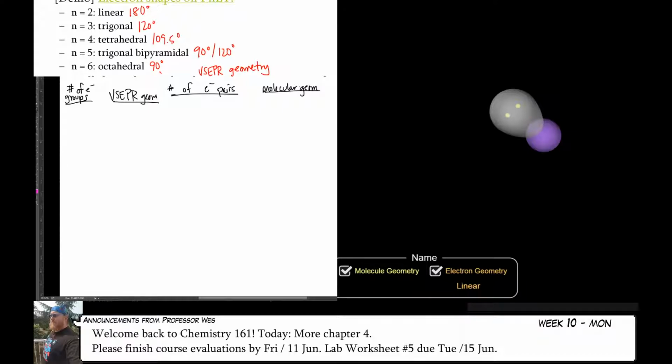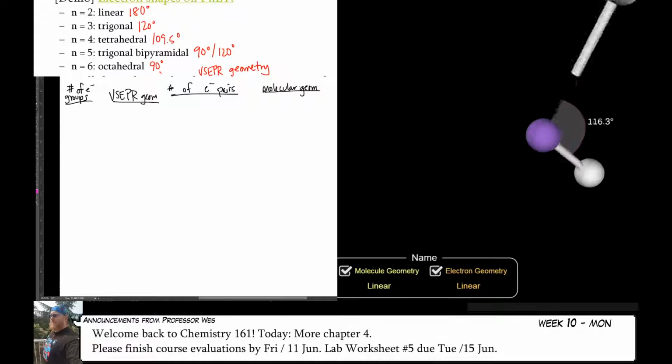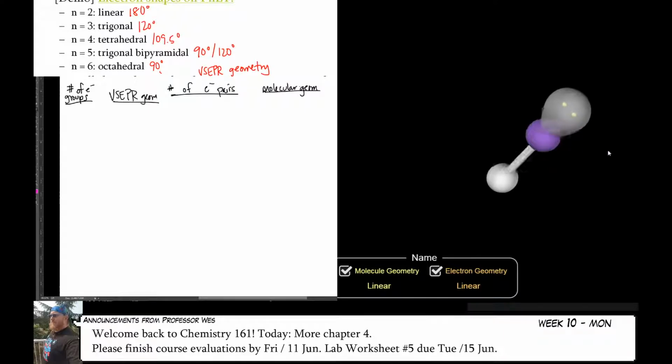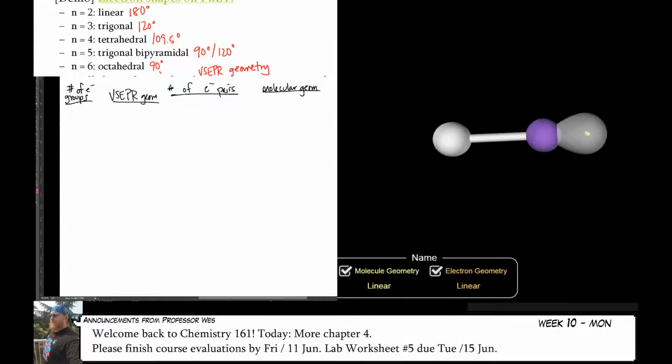Now you'll notice that regardless of whether we have bonds in here, actually I can only have two, or an electron pair in there, we're always going to make a line. Whether I have a bond there or an electron pair, it still looks like a line, whether you can see the electron pairs or not. So anytime you have two electron groups, the VSEPR geometry is going to be linear, and the molecular geometry is also going to be linear. So this doesn't matter. We're going to skip it.